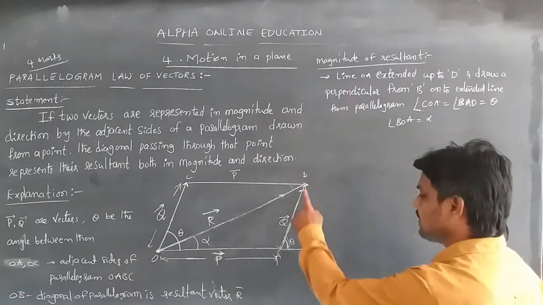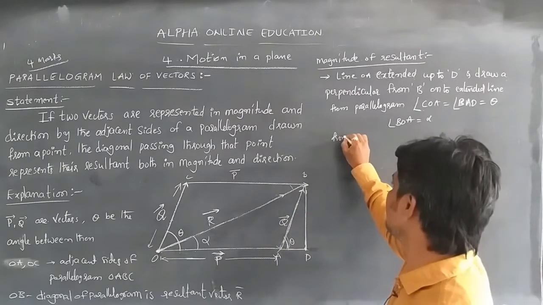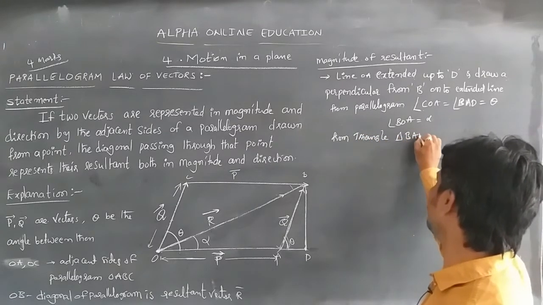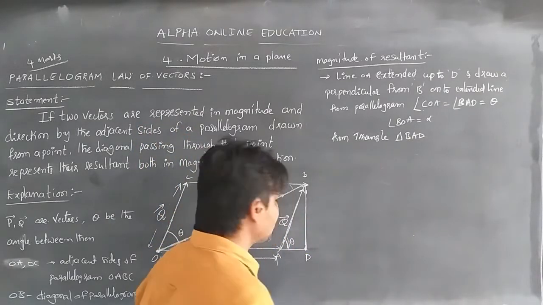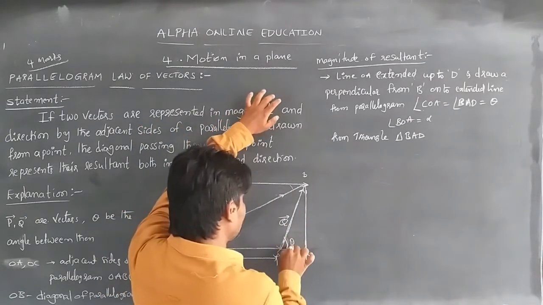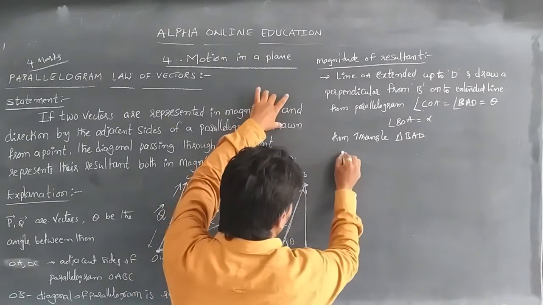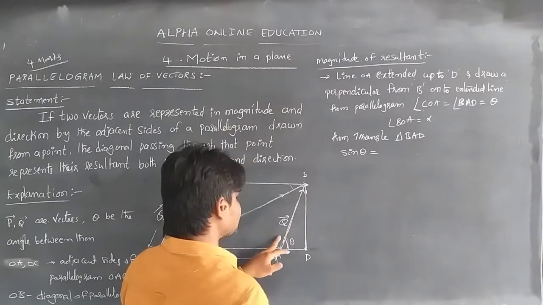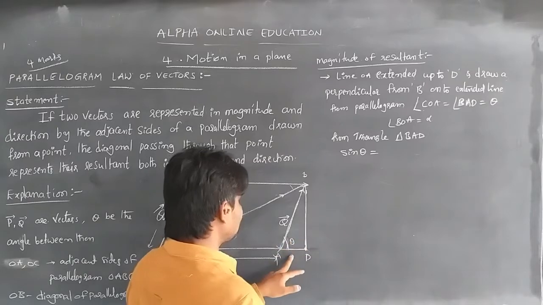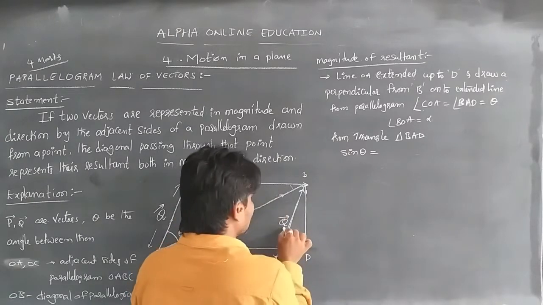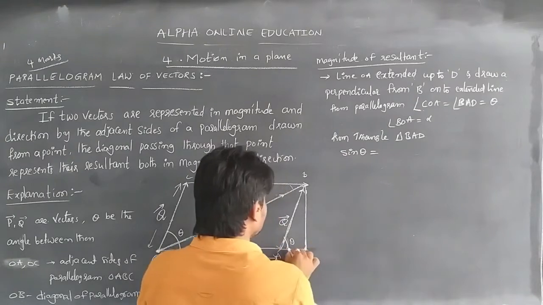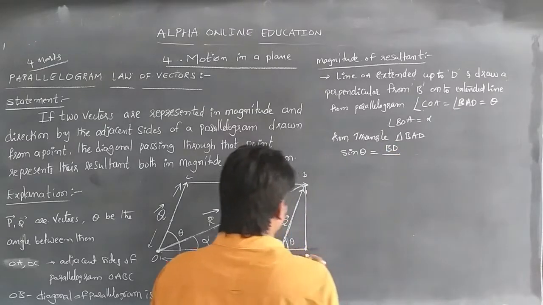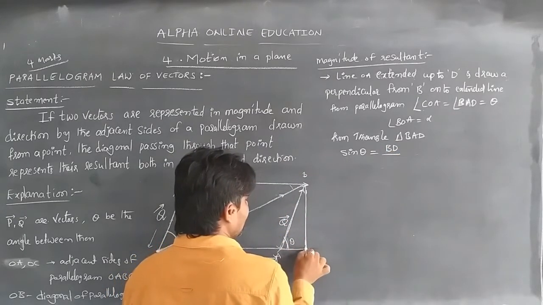Now from the triangle BAD, we are going to know this. From the triangle BAD we know that this will be theta. So from this equation we can write sin theta is equal to opposite by hypotenuse. This is the hypotenuse, this is opposite and this is adjacent. So this will be Q. Here BD will be the opposite and adjacent side means AD.